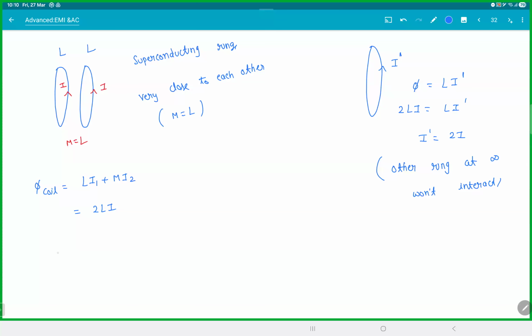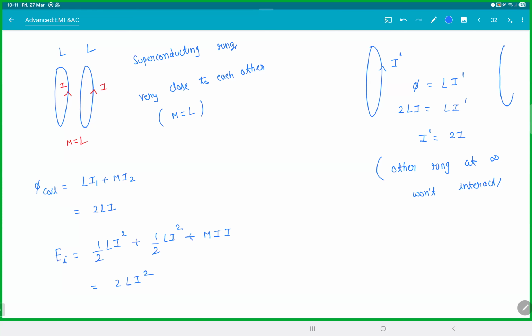Perfect. Now, what is the initial energy of the system? Now, this is where the coupled circuit will come. The initial energy will be half Li square, your own energy, half Li square, your own energy, plus M into I1, I2. This is the interaction between the two rings. Now, if you don't know that energy of a coupled circuit, you can't do this question. But M is also equal to L. So this will be 2 times Li square. Li square plus Li square, 2Li square. Clear with this?